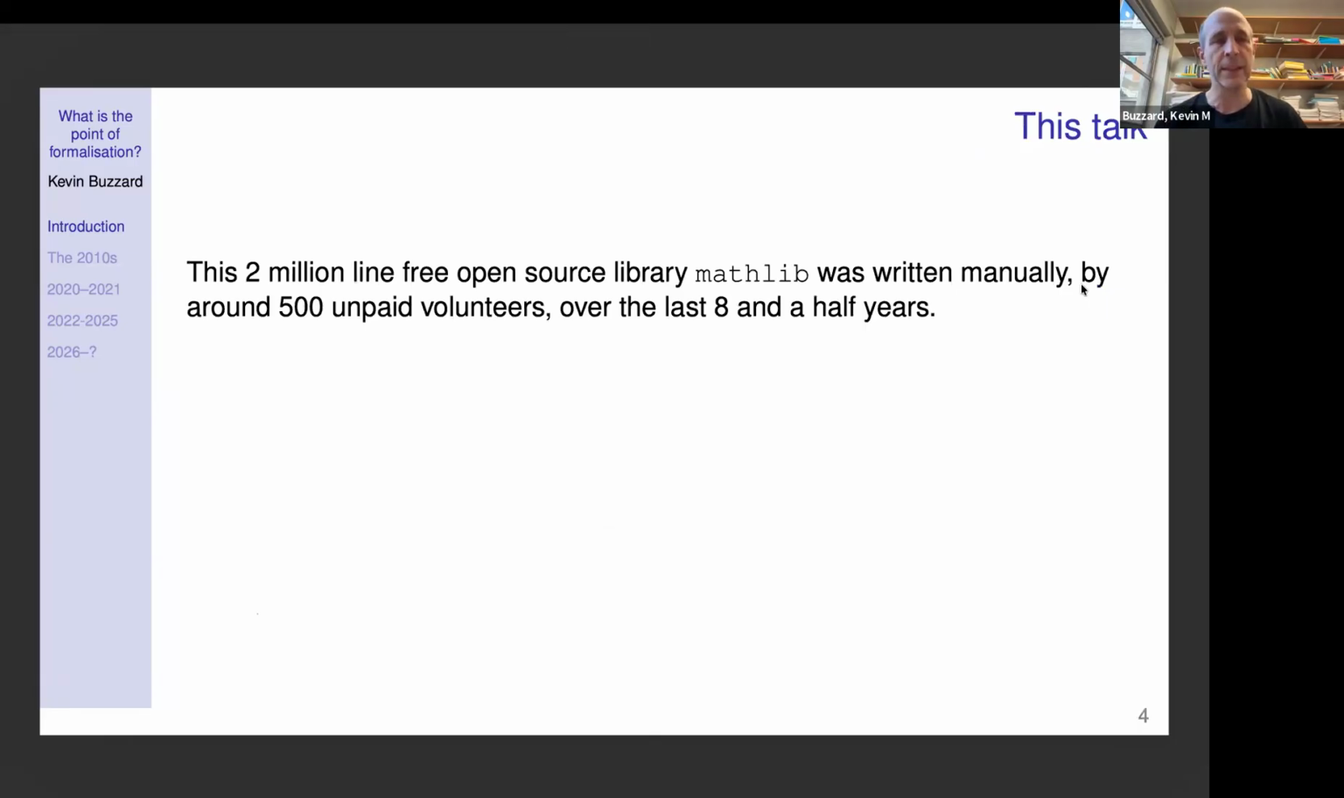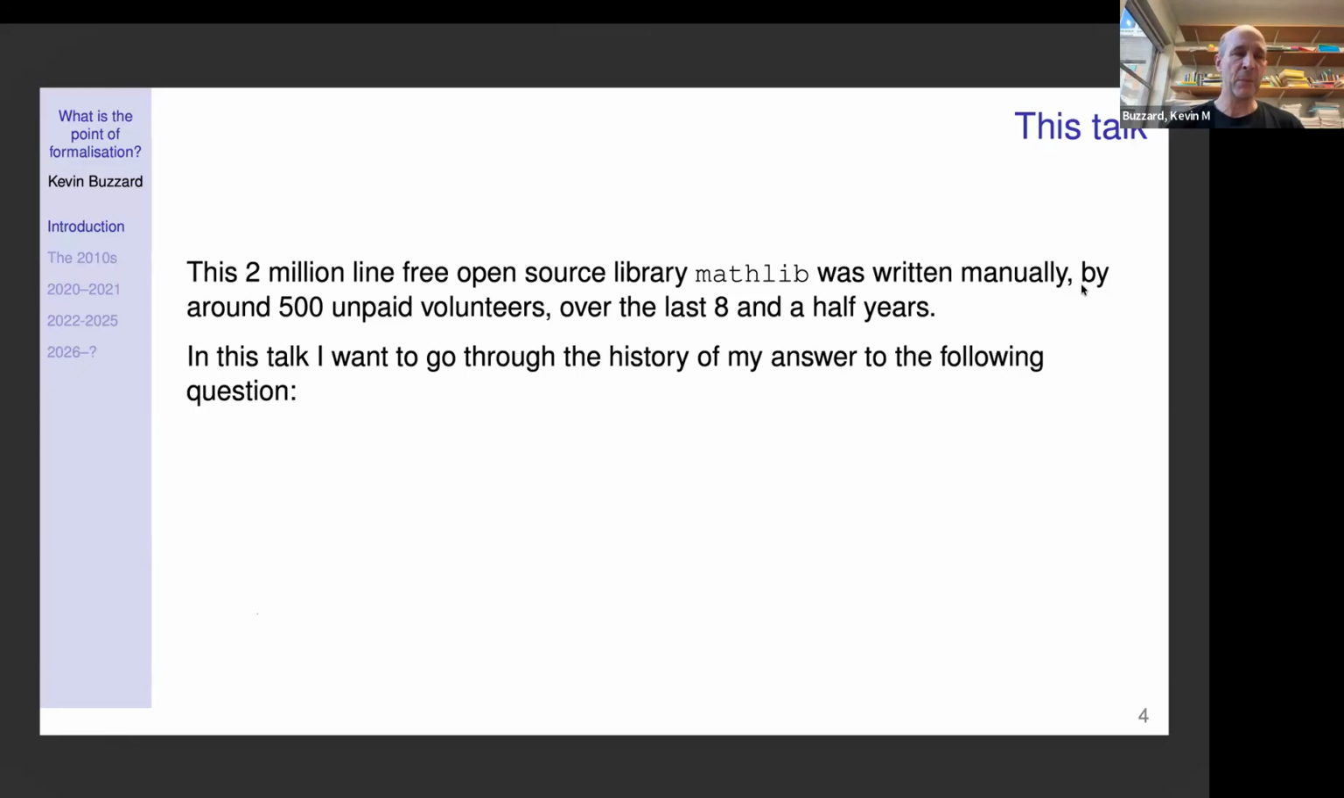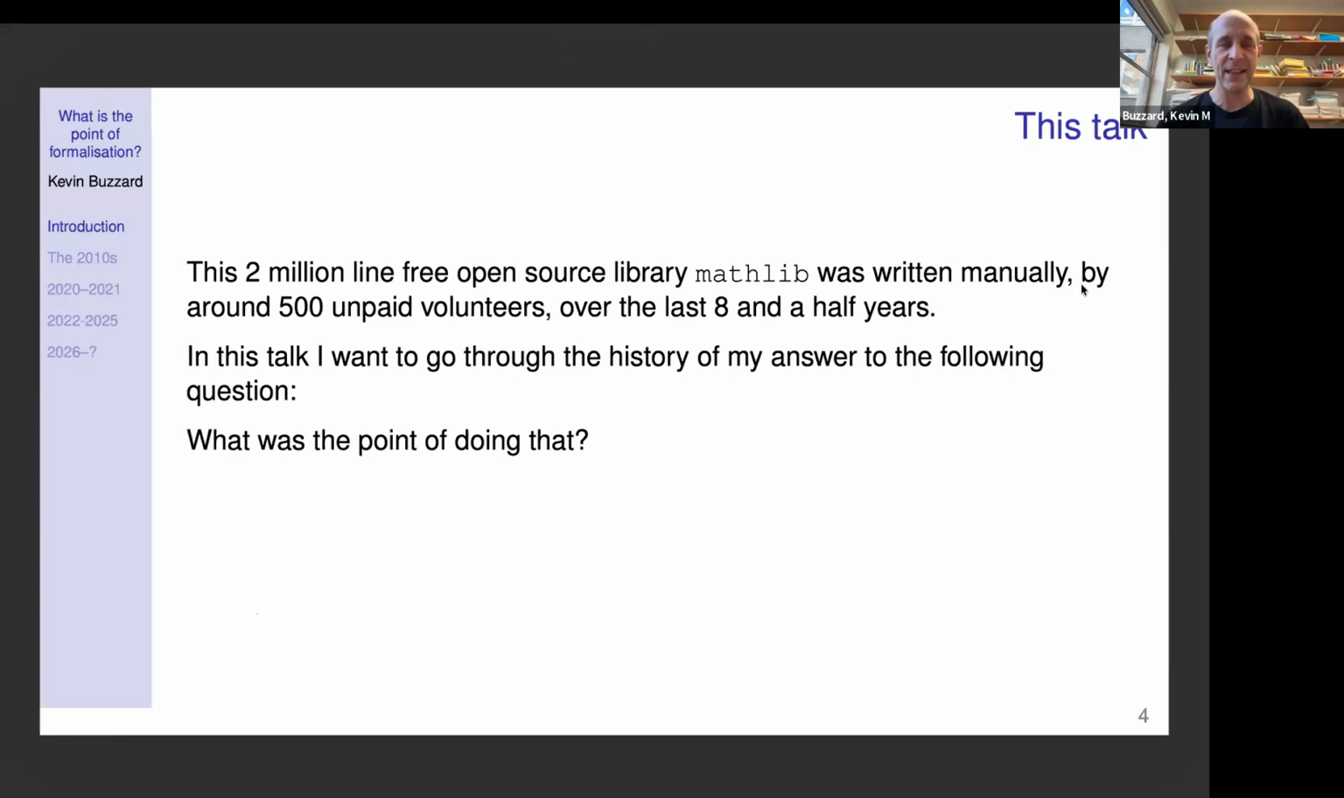So what's this talk going to be about? Mathlib was written manually by hundreds of people over the last 8.5 years, and what the talk's about is why. Because there are other ways of doing mathematics, like you can write papers and stuff. Why write an undergraduate maths degree in a weird esoteric programming language? I thought that would be an interesting thing to think about.